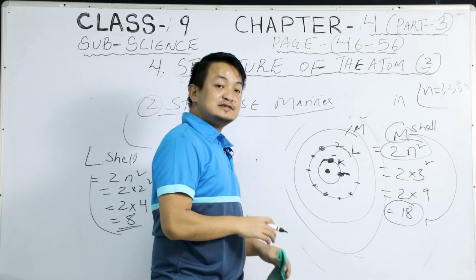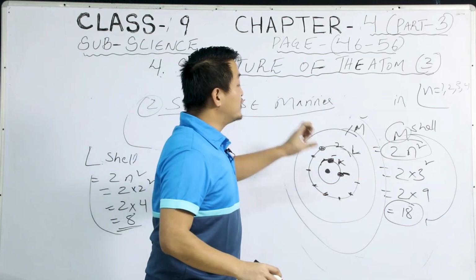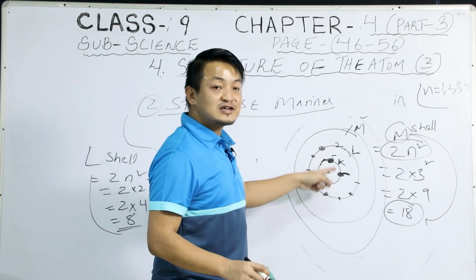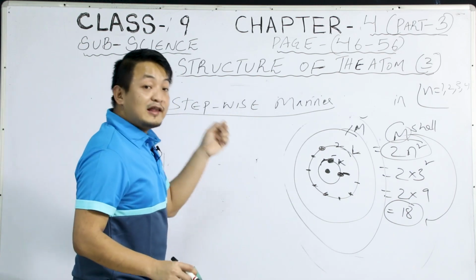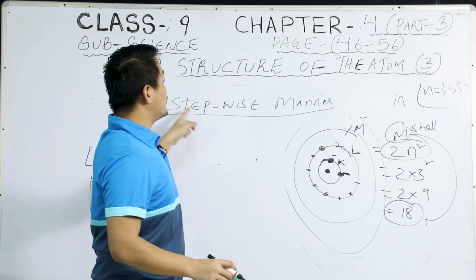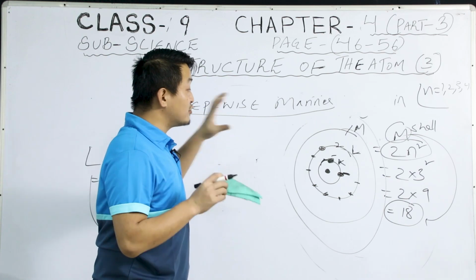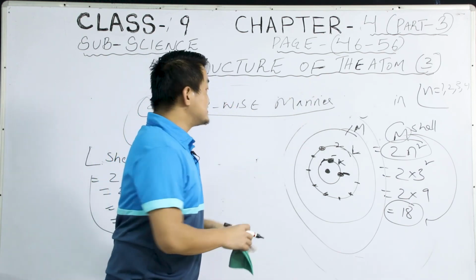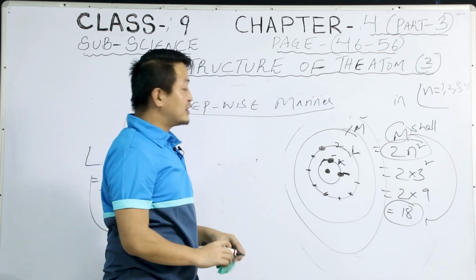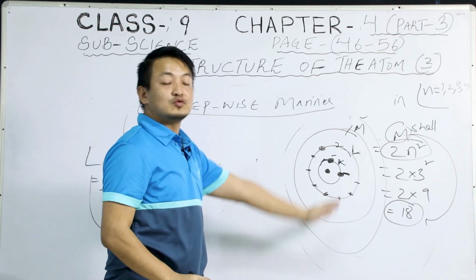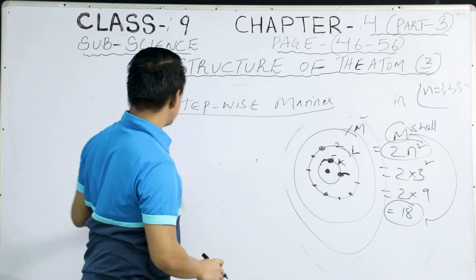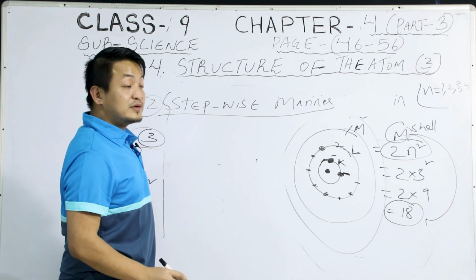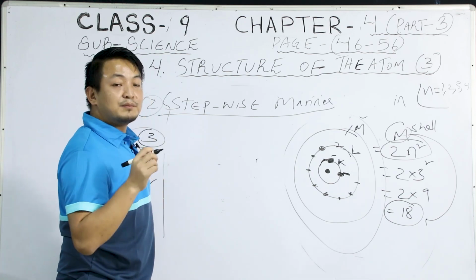The first one is that just by using the formula, we can know the maximum number of electrons which we can accommodate in a shell. The second one is that electrons are filled in a stepwise manner. It is not random. We cannot just put any electrons and fill here. We follow the stepwise manner. They will start from the lowest energy to highest energy. Clear?